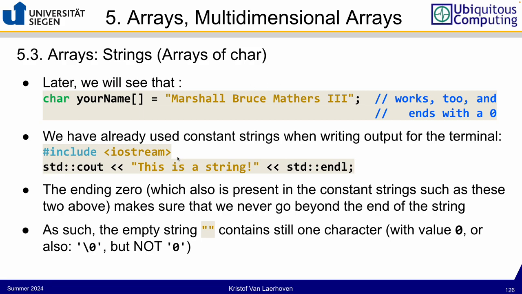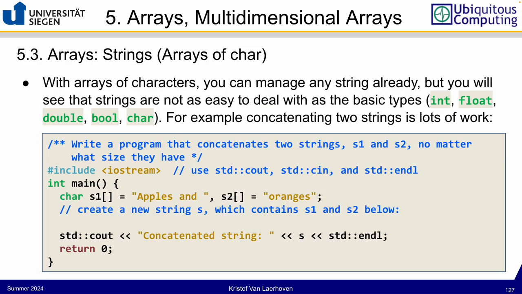Right? All right, so this is something that you can use, or that we have been using already with our console output object that we have seen already quite a few times. And therefore, whenever we have an empty string, it's not really an empty string, it still has one character, namely the zero character. But somebody already told us that before. Okay, here's a couple of examples.